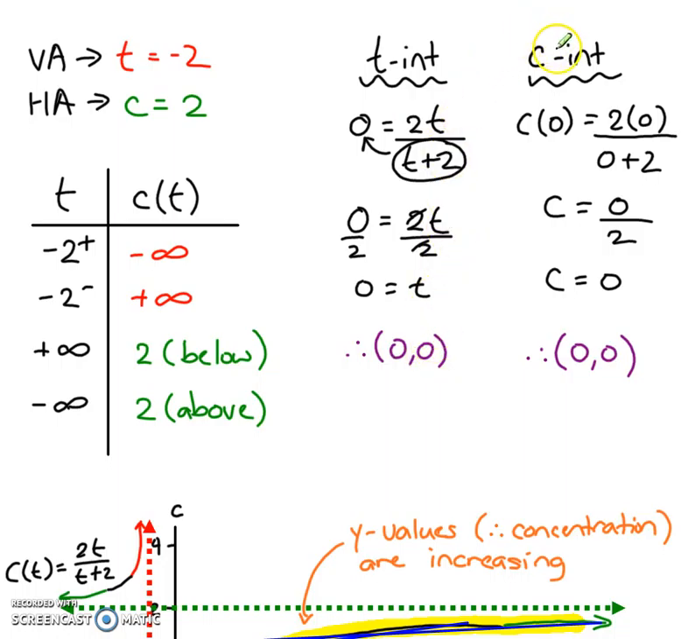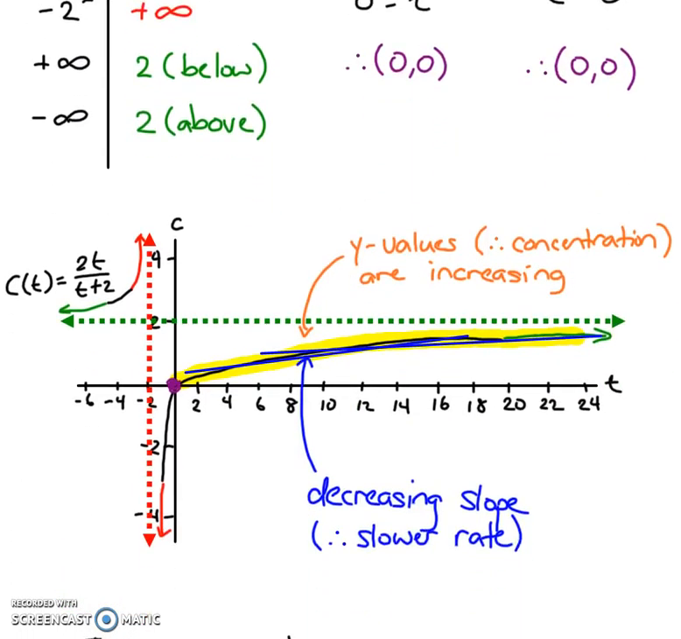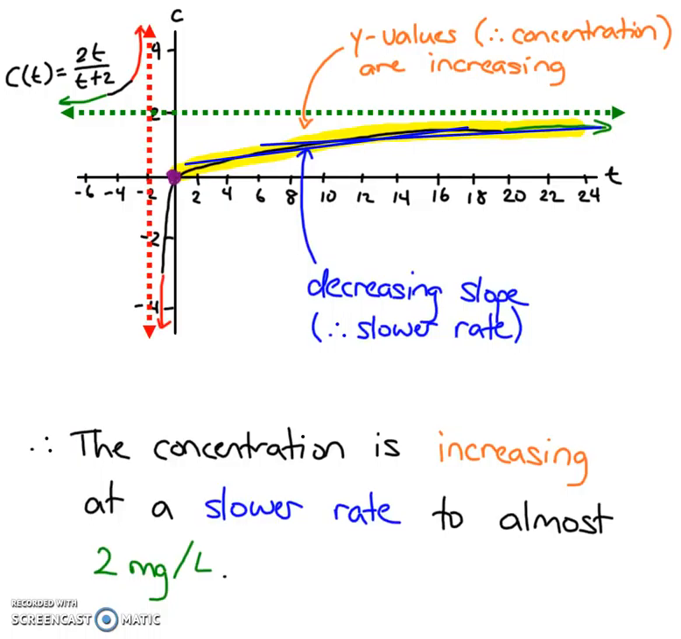Now if you want your c-intercept, you're going to put your t's as zeros, and then you're just going to solve. So 2 times 0 is 0, 0 plus 2 is 2, and then through the division you get 0. So we do have the same point for your t and c intercepts, and that is right here. Now what I did was I added something extra, which was the increasing, decreasing slope and the y values.